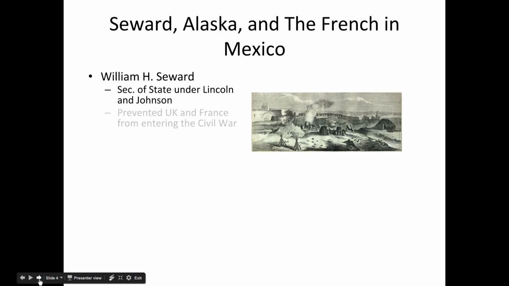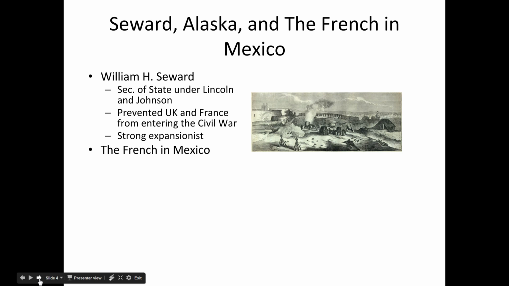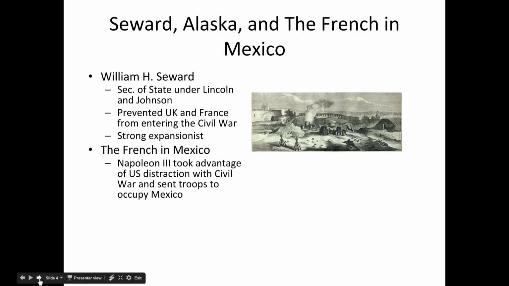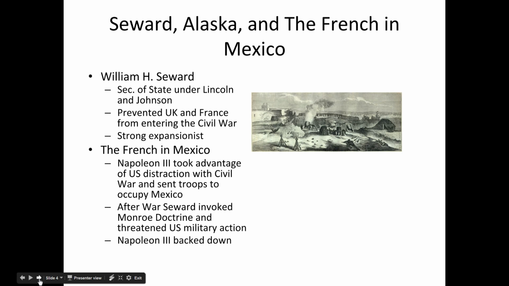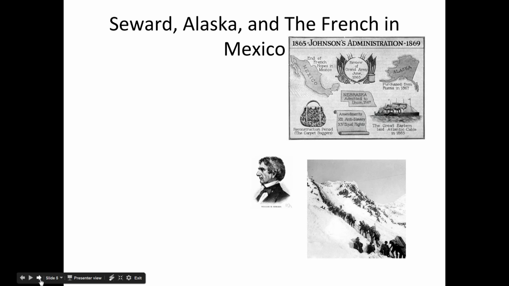Under Lincoln and Johnson, he prevents the United Kingdom and France from actually entering the Civil War, and he had pretty strong expansionist views. The French were looking at Mexico. Napoleon III tried to take advantage of the U.S. being involved in the Civil War and actually sent troops to Mexico to occupy Mexico. And after the war, Seward invoked the Monroe Doctrine and threatened U.S. military action to get France to back off.